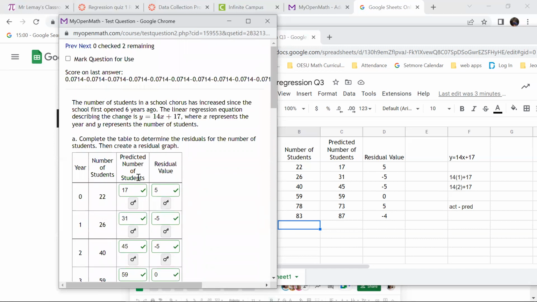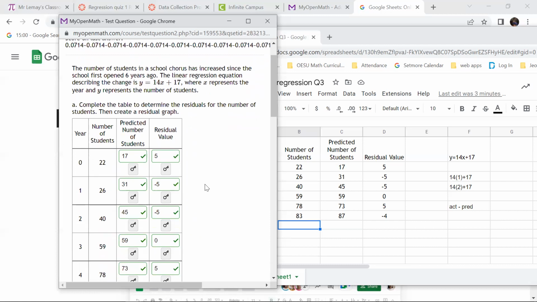Okay, so hopefully you get a similar question. It's just like this. Remember, look for patterns. If there's a pattern, the residual plot tells us this probably isn't a linear model, probably isn't a good model.